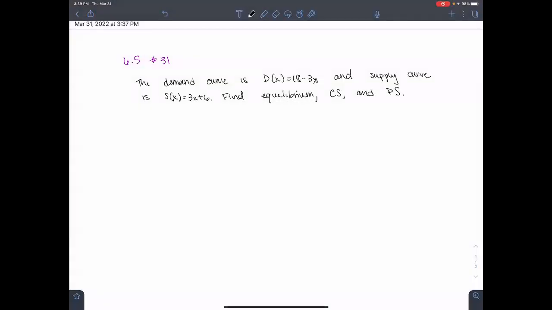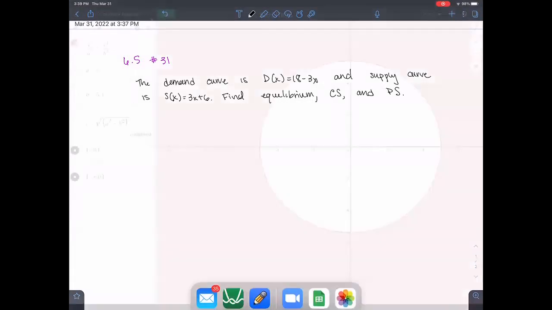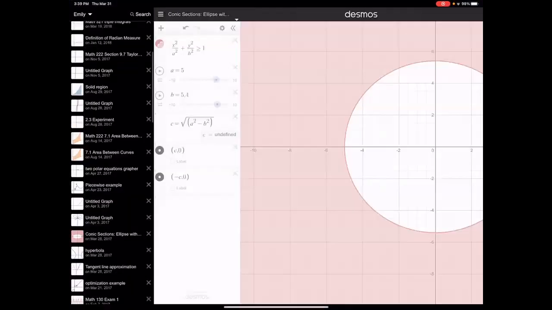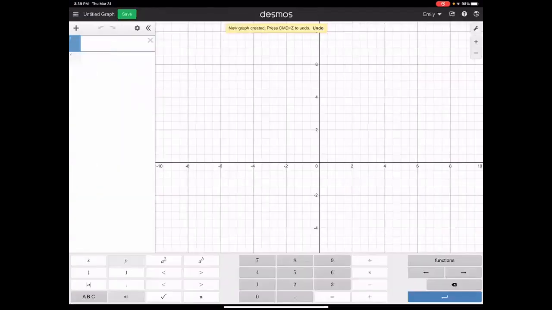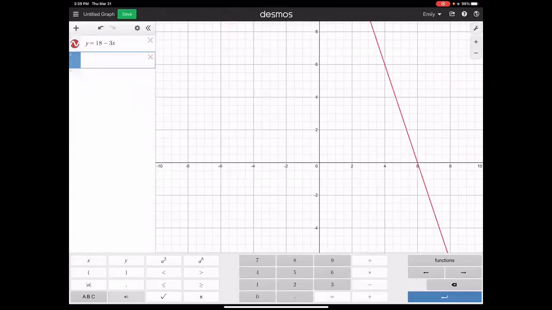Okay, so I'm going to do number 31, which has the equilibrium point, consumer surplus, and producer surplus. So I'll actually get to talk about the area between curves as well. The demand curve we have here is 18 minus 3x. I'm actually going to graph these so I don't have to.